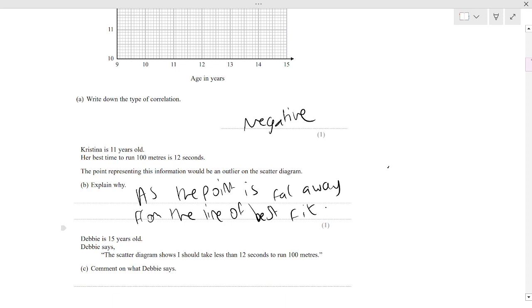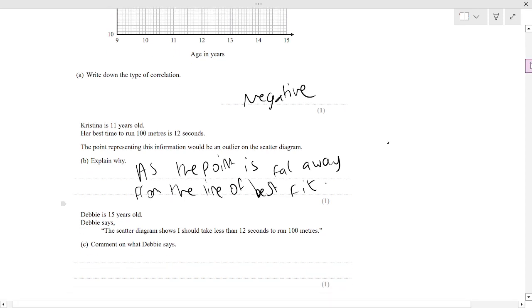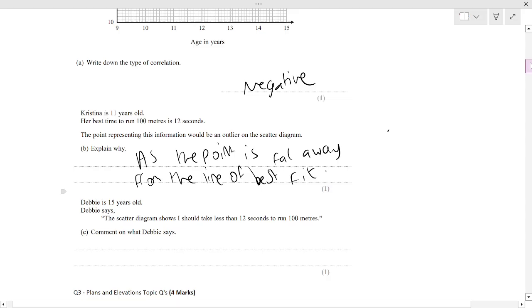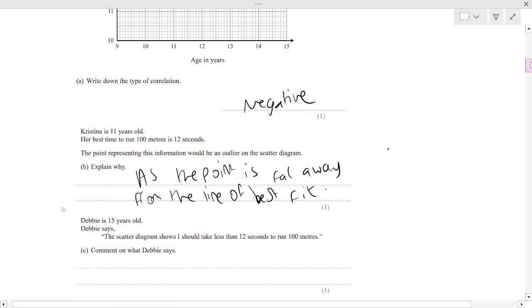Cool. Then Debbie is 15 years old, and Debbie says the scatter diagram shows she should take less than 12 seconds to run 100 meters. Comment on what she says. Okay.